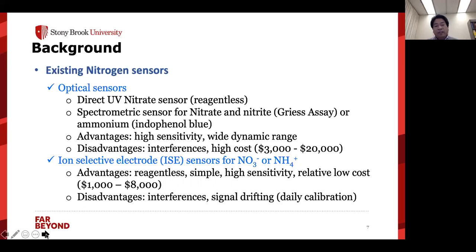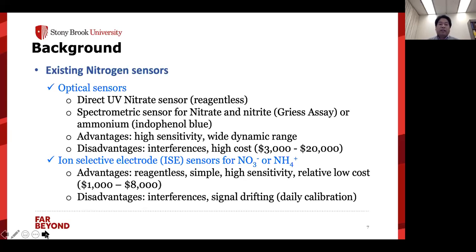The advantage of this kind of sensor is that the sensitivity is high. It can measure very low concentrations of nitrate, nitrite, or ammonium. A disadvantage is the potential interference from the water. Most of these sensors on the market are designed for freshwater systems, from surface water and groundwater, but not for wastewater. They cannot be directly deployed in a wastewater system for long-term measurement.